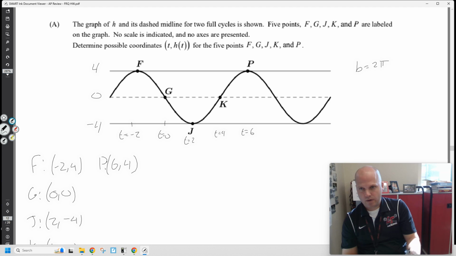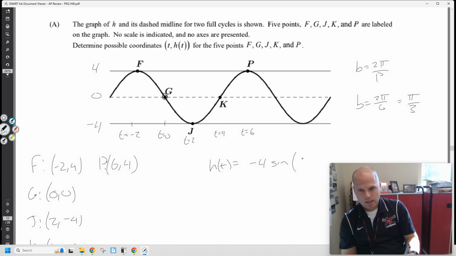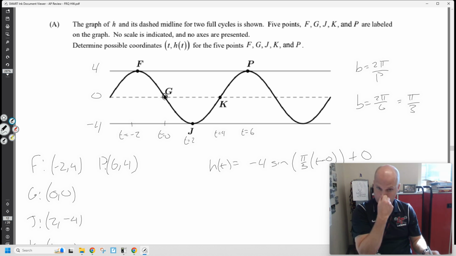b is 2 pi over the period, which is 2 pi over 6. So the value I need is pi over 3, so that when I plug in 6, I get 2 pi. This is me doing my horizontal dilation. My amplitude is 4. If we're starting at G, then let's make sure A is negative so that we go down first. I got sine pi over 3 t minus 0 plus 0. That's perfect.